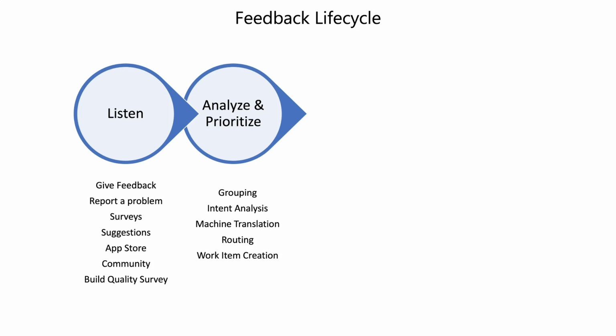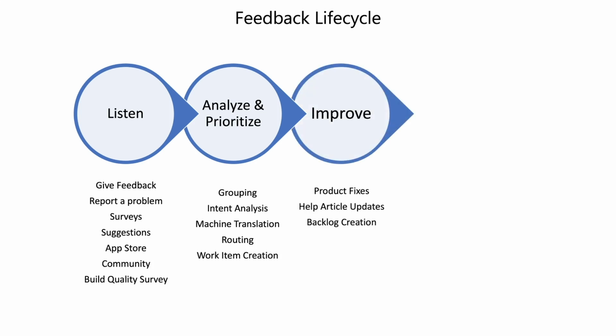Then we will move into the phase of continuous improvement, and it is truly continuous improvement. There are product fixes, help article updates, and backlog creation that all go into that, but really the goal there is how can we take what the users are saying and incorporate that into improvements that we're making to the product, even into planning for new suggestions that might come up for product features that users want. That entire phase goes into eventually trying to improve the product. And that is a continuous thing that we do with feedback.